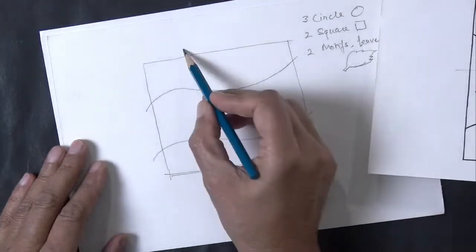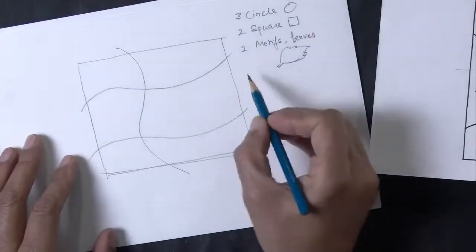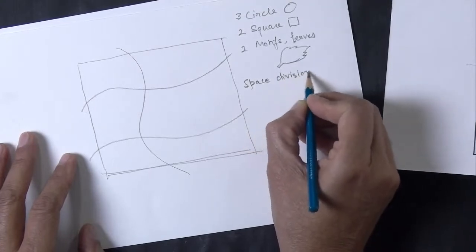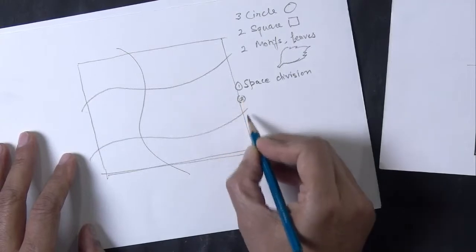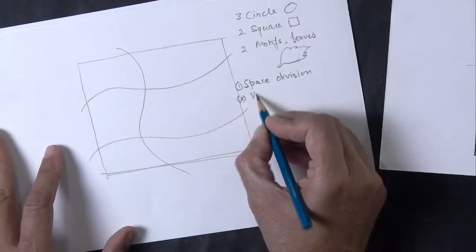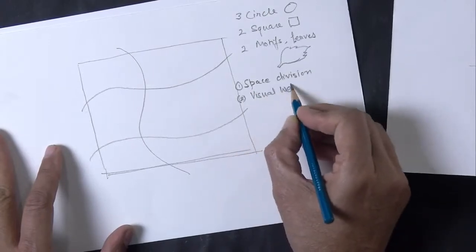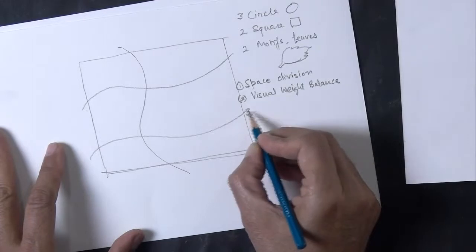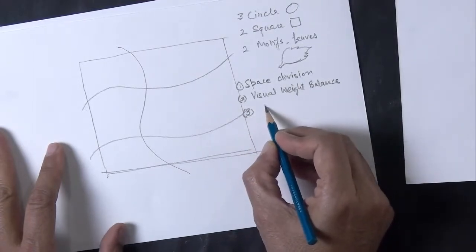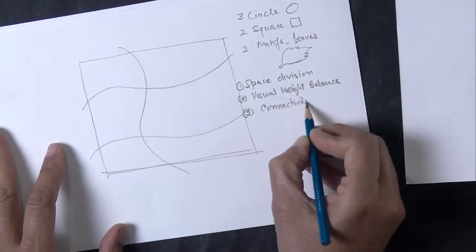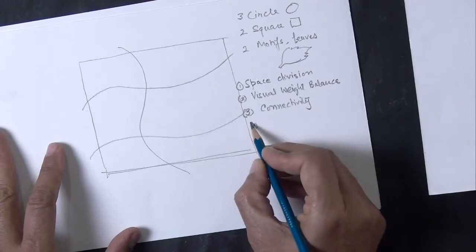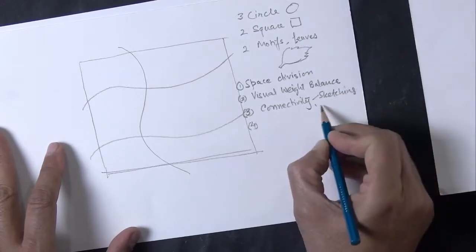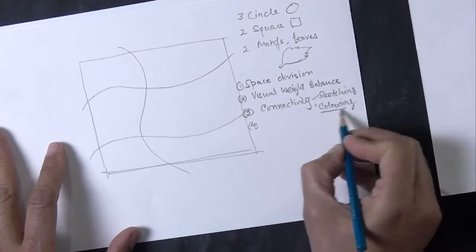My target of having a two-dimension design is, first, space division. Second target is visual weight balance. Third and very important is to have connectivity. Connectivity not only in sketching, in coloring also. This I will explain you separately.